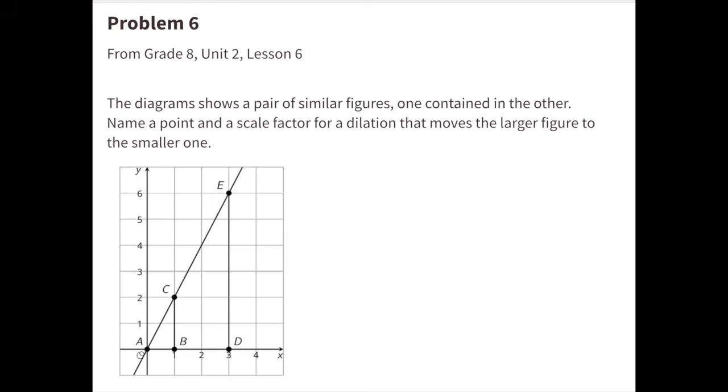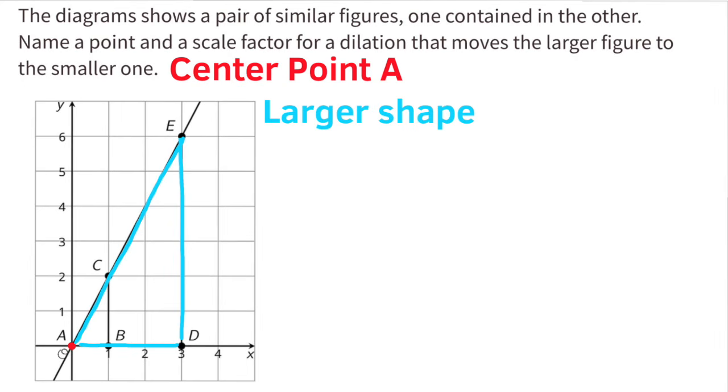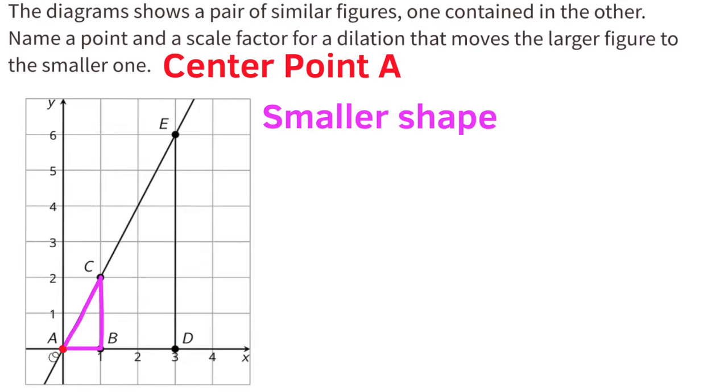Problem number 6 from 8th grade, Unit 2, Lesson 6. The diagram shows a pair of similar figures, one contained in the other. Name a point and a scale factor for a dilation that moves the larger figure to the smaller one. In the lower left-hand corner of the graph, you'll see I've identified center point A. And here I've identified the larger figure by outlining it in blue. And here you can see I've outlined the smaller figure.